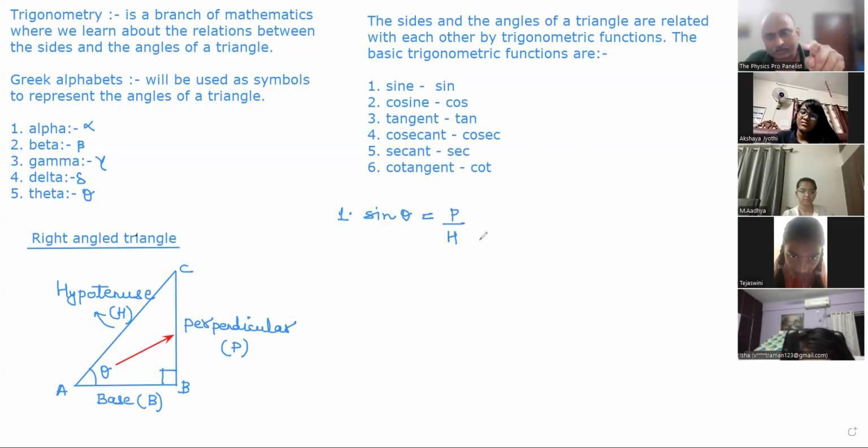All of you, can you see the relation between how the angle and the sides are related? Theta is the angle. It is fed to the sine, right? And the function gives out the value p by h. Understood? All of you understood or not? This is how they are related. Second function is cos theta. If theta is fed to cos.